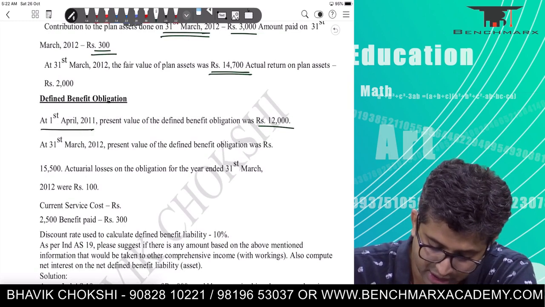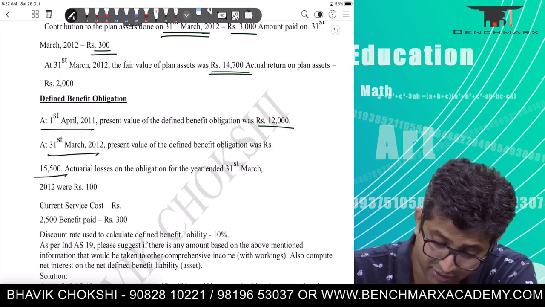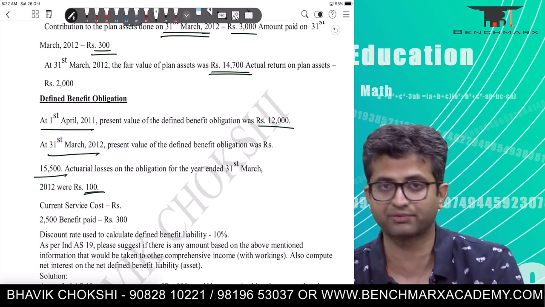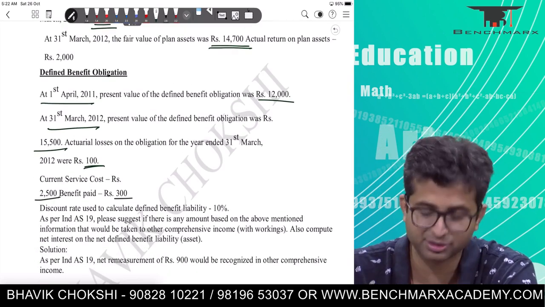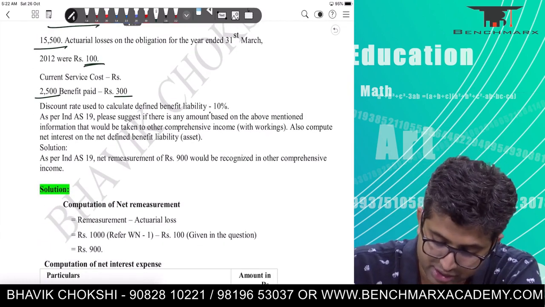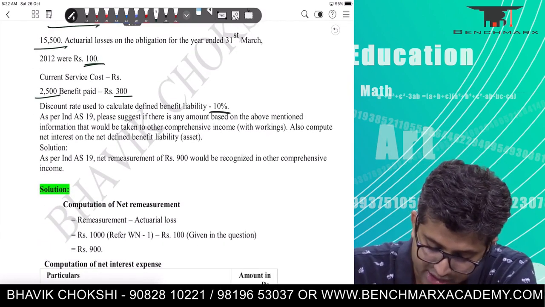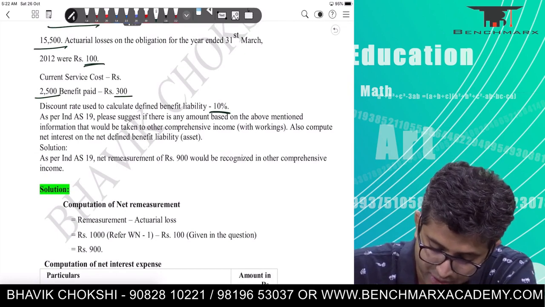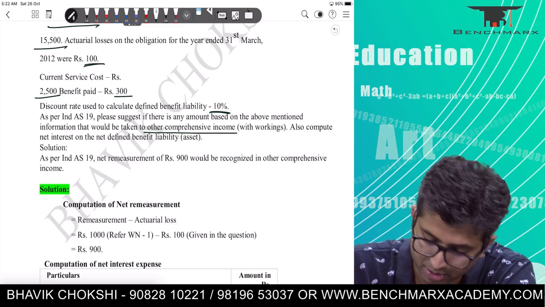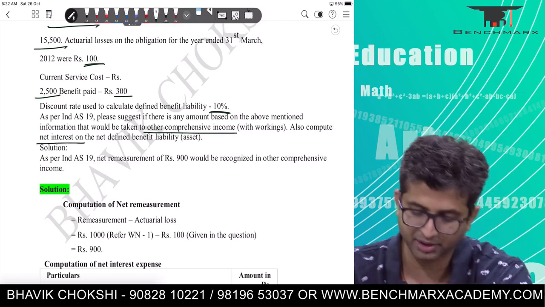The present value at the beginning is given. Then at the end is given. Even the actuarial loss is given in this question. You could have calculated directly as balancing figure, but it is given. Current service costs and benefits paid, all data is given. Discount rate is 10%. As per Ind AS 19, based on the above information, suggest if there is any amount that should be taken to other comprehensive income, that is remeasurement. Also compute the net interest on the defined benefit.